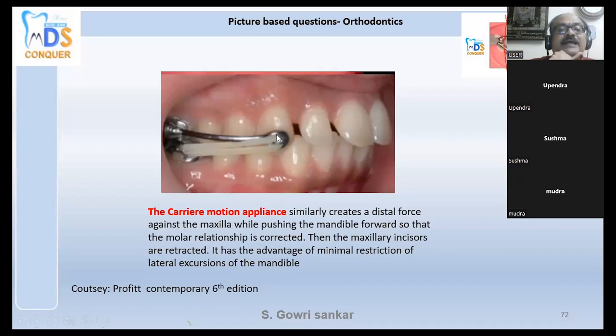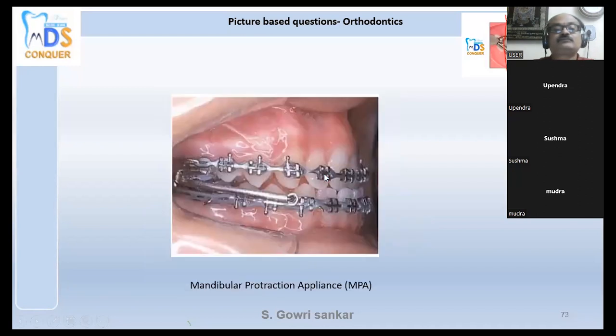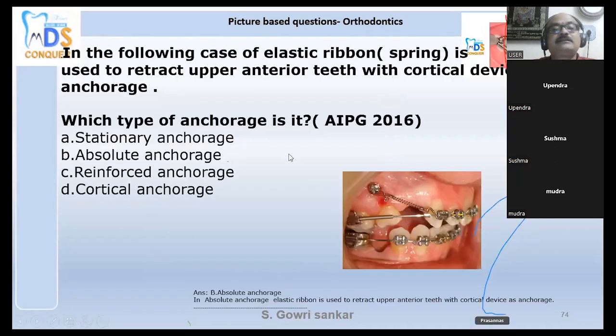And there is no direct attachment between the upper and lower jaws except an elastic wand. So this is a simple mandibular protraction appliance, with no piston and tube mechanism, just a simple rod in the tube. It is a mandibular protraction appliance. So TADs, nowadays TADs are also given.